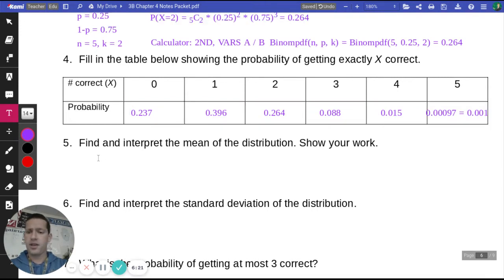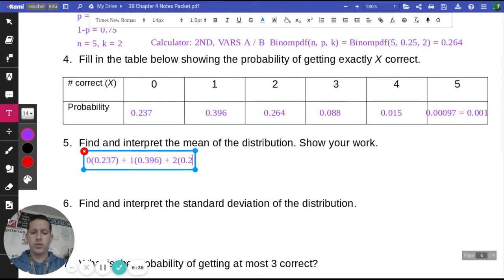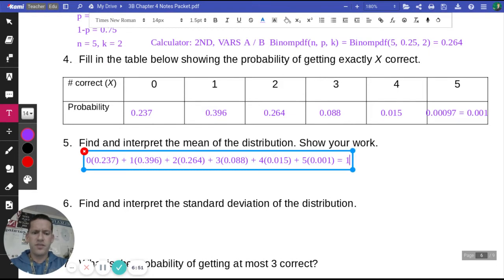So I'm going to take, like we had last time, 0 times 0.237 plus 1 times 0.396 plus 2 times 0.264 plus 3 times 0.088 plus 4 times 0.015 plus 5 times 0.00. We'll just round it to 1, save us some time. And I'll save you even more time by doing all that work for you, and it adds up to 1.25.